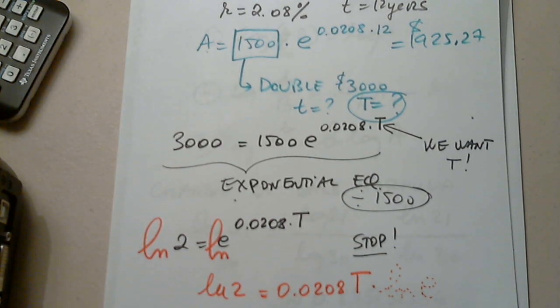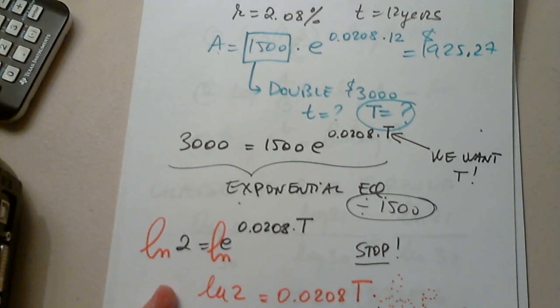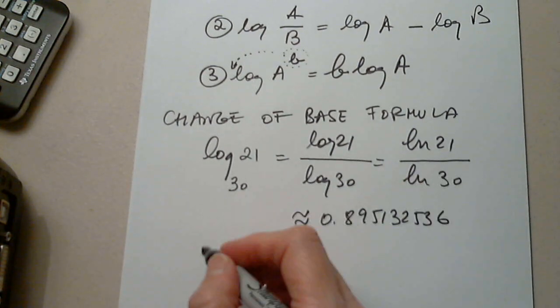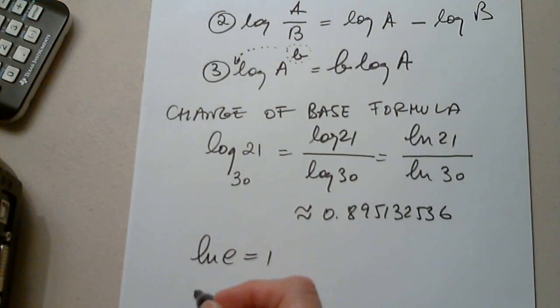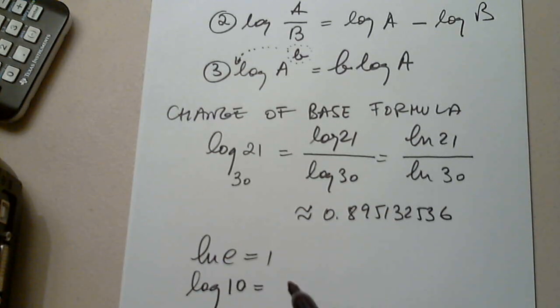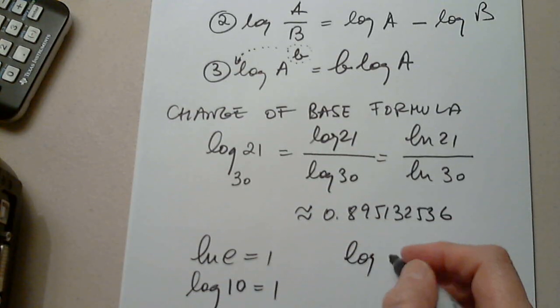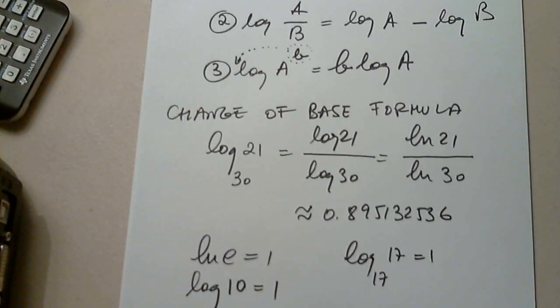For what do we know about natural log e? Oh, it just goes away. Why does it? Because it's what? Their inverse. What does natural log e equal to? 1. Exactly. That's why I didn't even put it there. So let's add here: natural log e is 1. Log 10 is 1. So it's the same base. If I have log base 17 of 17, it is 1. And so on and so forth.